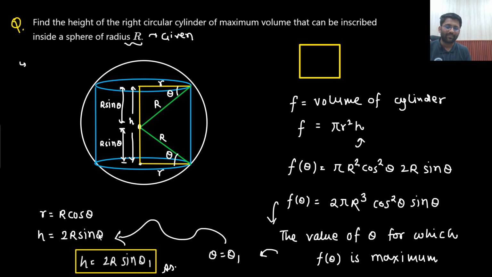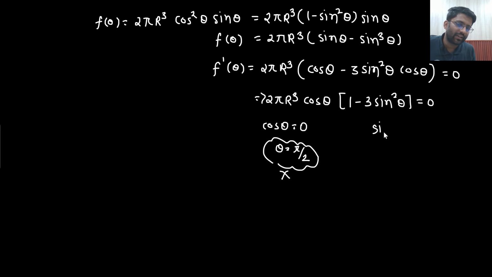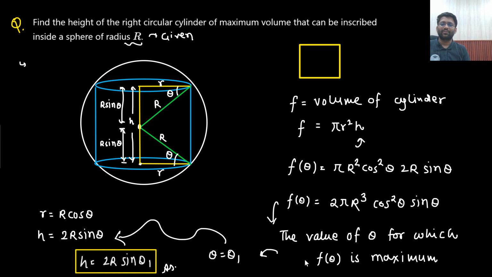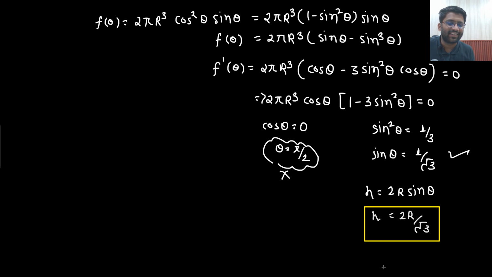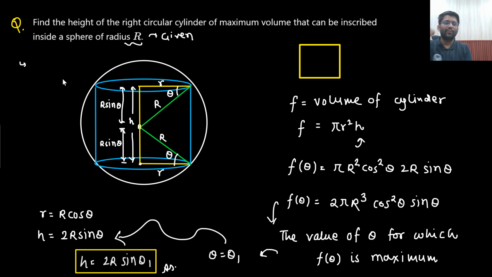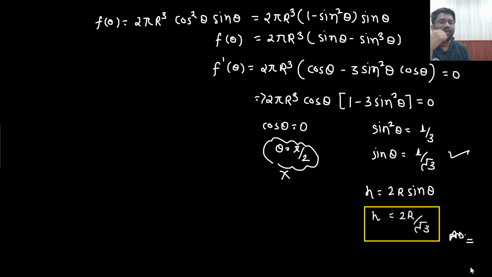And if you put pi by 2 here, sine pi by 2 is 0, height has to be 0, which is not possible. That means from here what you are getting, sine square theta would be equal to 1 by 3, or you can say sine theta equals to 1 by under root 3. Yeah, this is possible. So what is my h? H is nothing but 2r sine theta. So the answer is coming out to be 2r by under root 3. Although it was a needlessly lengthy calculation, this is the answer. So the value of h for which the volume will be maximum is nothing but 2r by under root 3.